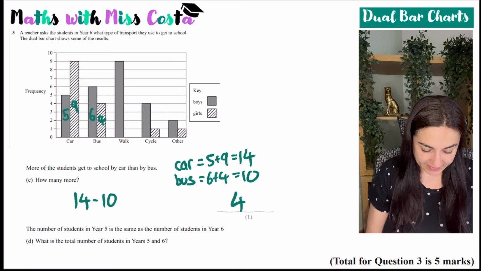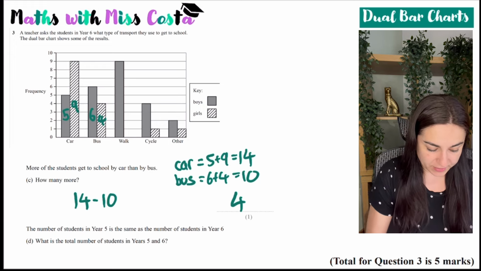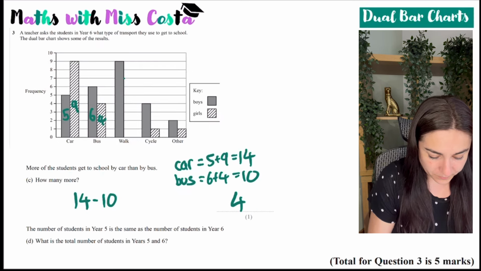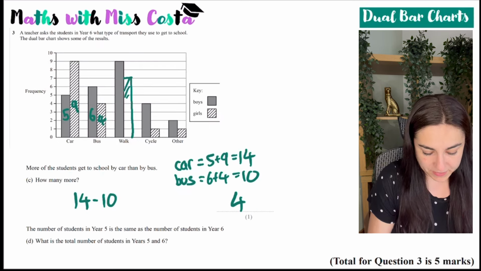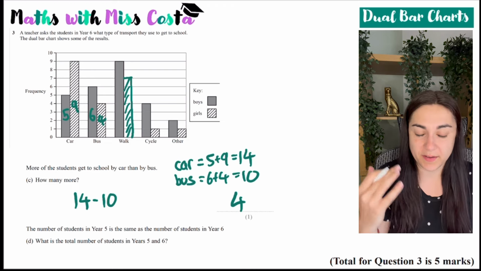The next part says the number of students in year 5 is the same as the number of students in year 6. And just remember that I filled this out. So that over here was 7 girls. So what is the total number of students in year 5 and 6?